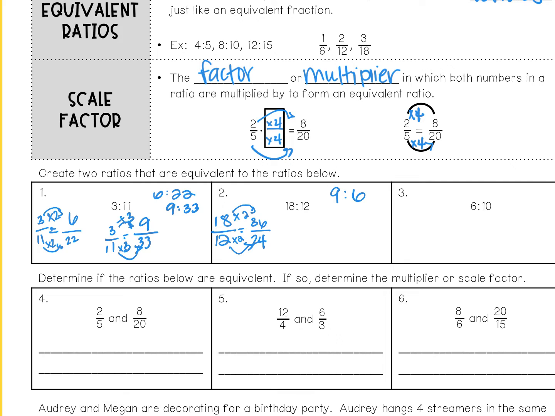And now I'm going to take 18 over 12. And this time I'm going to simplify it. I'm going to divide 18 by 3. 18 divided by 3 is 6. 12 divided by 3 is 4. And 6 and 4 are both even numbers. So I know I can divide 6 by 2. And I will get 3. And if I do it to the top, then I have to do it to the bottom. So 4 divided by 2 is 2. And my new ratio is 3 to 2.